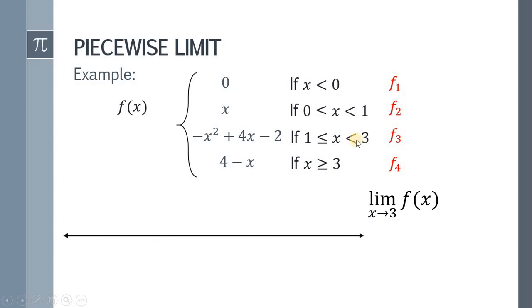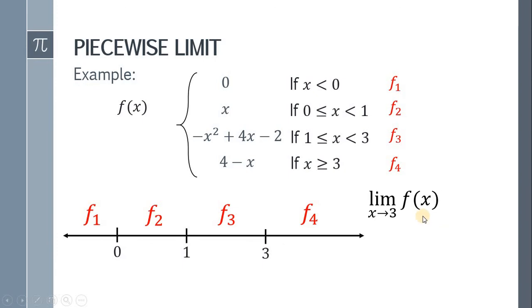So, ano ba yung mga interval natin? Meron tayo dito nakikita ng 0, meron tayong 1, at meron tayong 3. We have 0, 1, and 3. Next, sa left side ng 0, ang ilalagay natin ditong function ay yung function 1. Between 0 and 1, ang function na nakalagay dito ay yung function 2. Between 1 and 3, yung function 3. And greater than 3, ang lalagay natin dito yung function 4.